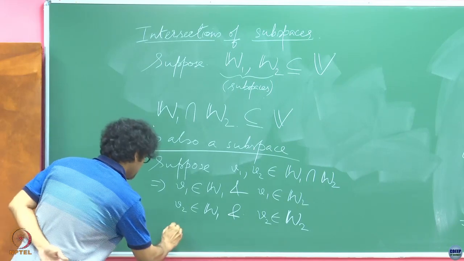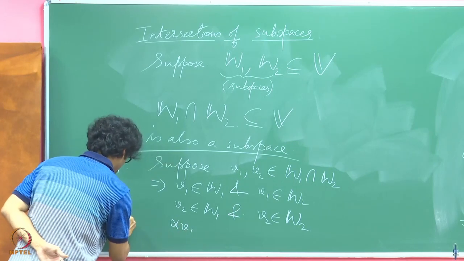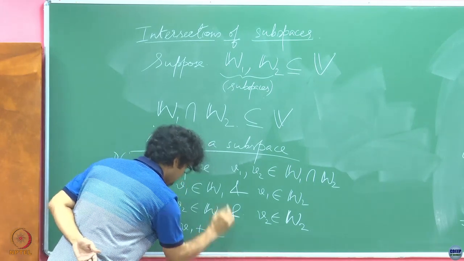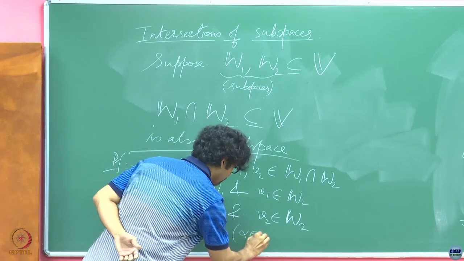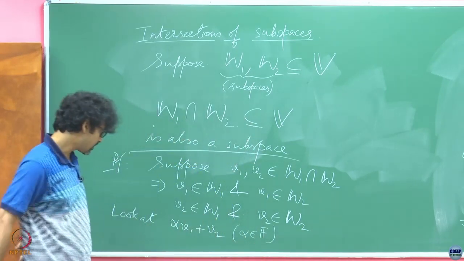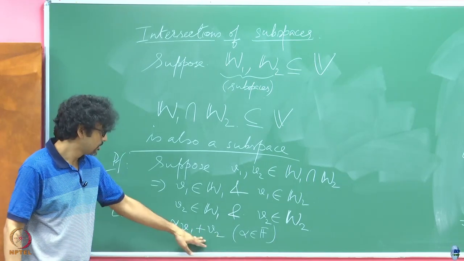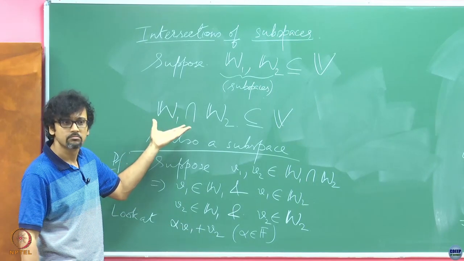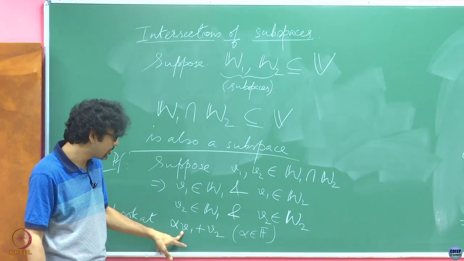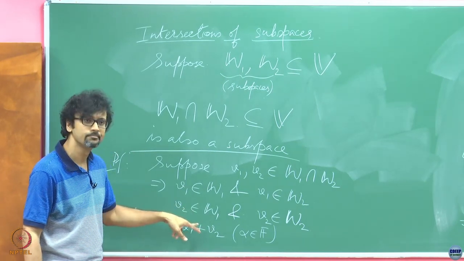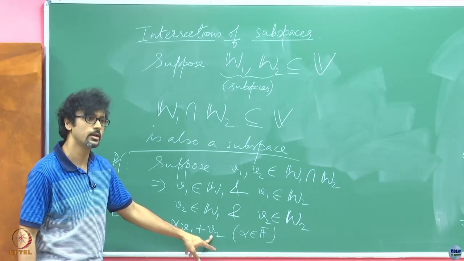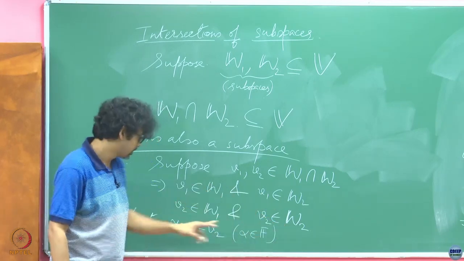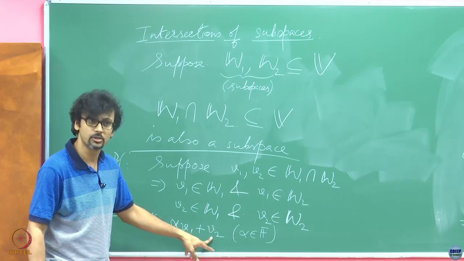What can we say about, so now again look at alpha V1 plus V2, where of course alpha belongs to the field. What can we say about this object? See, W1 and W2 are subspaces themselves. Because of the properties of subspaces, V1 belongs to W1, V2 belongs to W1, therefore alpha V1 plus V2 must belong to W1. By the same token, V1 belongs to W2, V2 belongs to W2, therefore alpha V1 plus V2 must also belong to W2.